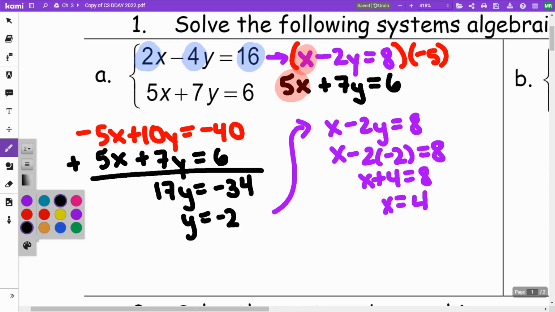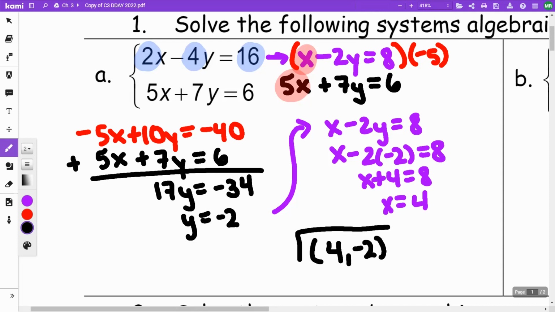And then for my point, you have to write it as a point. Okay, we're trying to find the point of intersection, 4, -2. That is our answer.